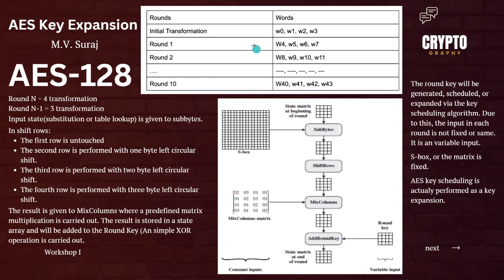And this chart just shows what words are in each round, like an example chart just for us to refer to, so that I don't have to go backward and forward. As you can see, the initial transformation uses word 0, word 1, word 2 and word 3 as the byte information, and round 1 will use the next 4, which is basically 4, 5, 6 and 7, and so on till 44.